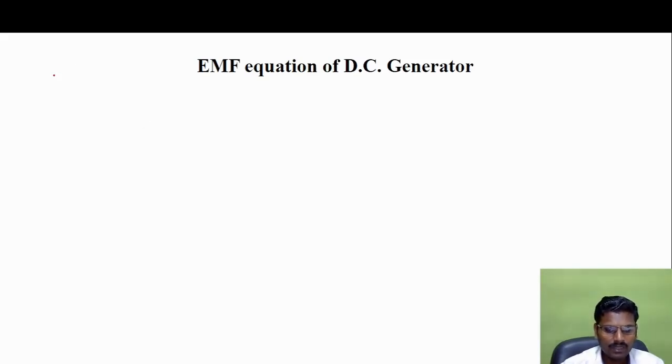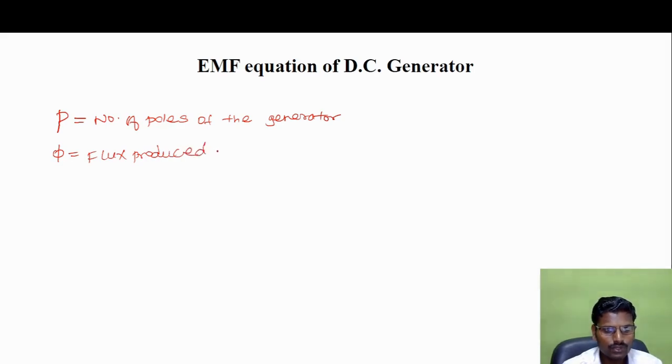So first, capital letter P denotes the number of poles of the generator. This is our first parameter, and the next parameter is flux phi. So phi is equal to the flux produced by each pole in Webers, and the unit for flux is Weber.